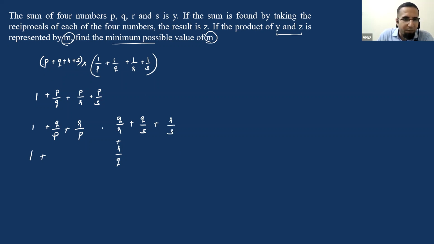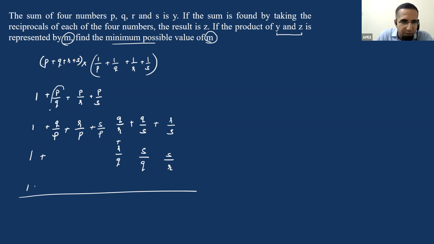Similarly, s into 1 by p will give me s by p. Clear? S into 1 by q will give me s by q. S into 1 by r will give me s by r. And I have plus 1. Now, why am I writing like this?